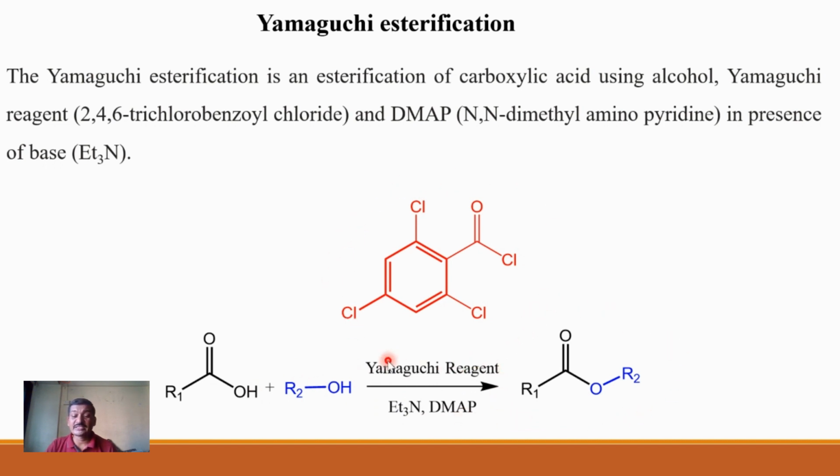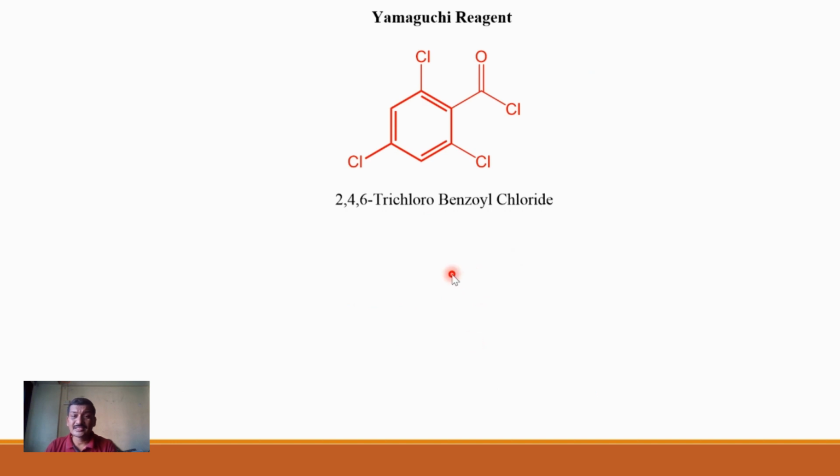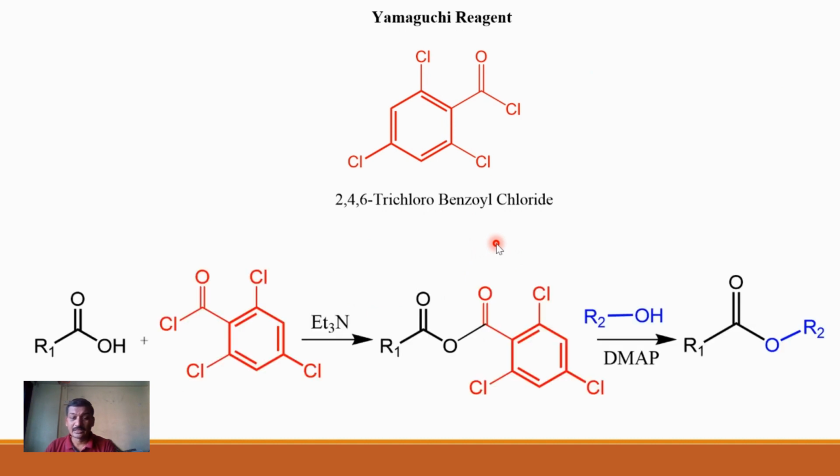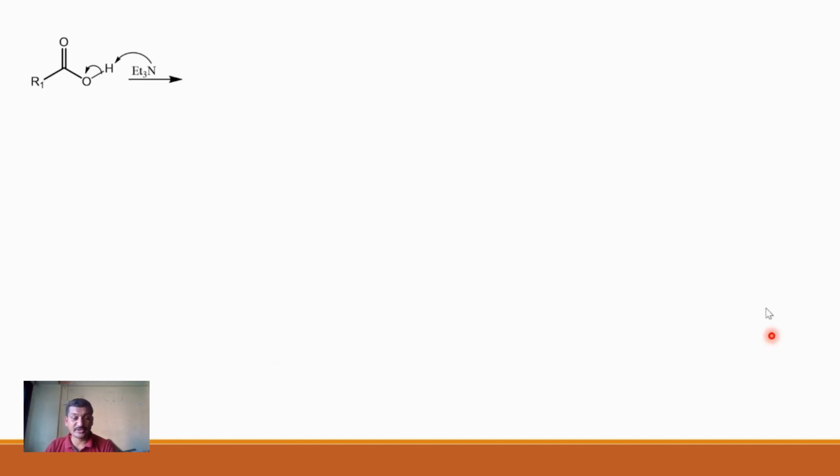This is the structure of Yamaguchi reagent, that is 2,4,6-trichlorobenzoyl chloride. First, the Yamaguchi reagent reacts with the carboxylic acid in the presence of base and you will get this mixed anhydride. Then the mixed anhydride is attacked by the alcohol in the presence of DMAP, and you will get the corresponding ester. Let's see the mechanism of this Yamaguchi esterification.